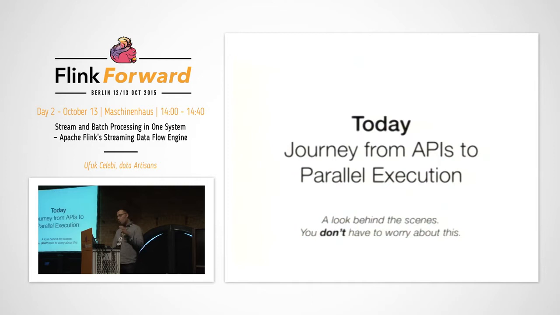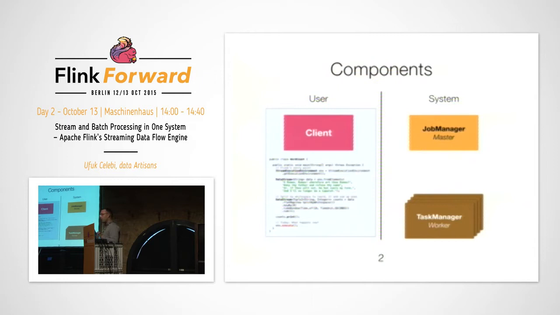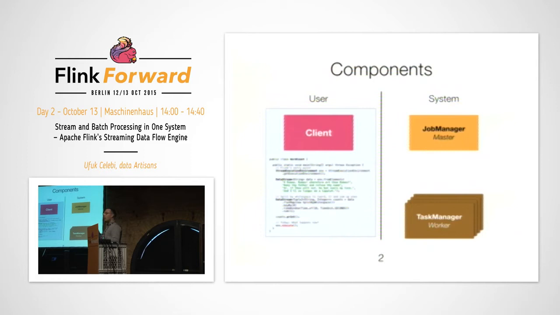So the goal for today is really to take this journey from the API to the parallel execution of a program. As a disclaimer, this is all stuff you don't have to worry about when you write your programs in the higher levels. OK? When we start, there are basically three components. The first one on the user side is the client, also hidden from your program. And the Flink system is made up of the master node, the job manager, and one or more worker nodes, the task managers.